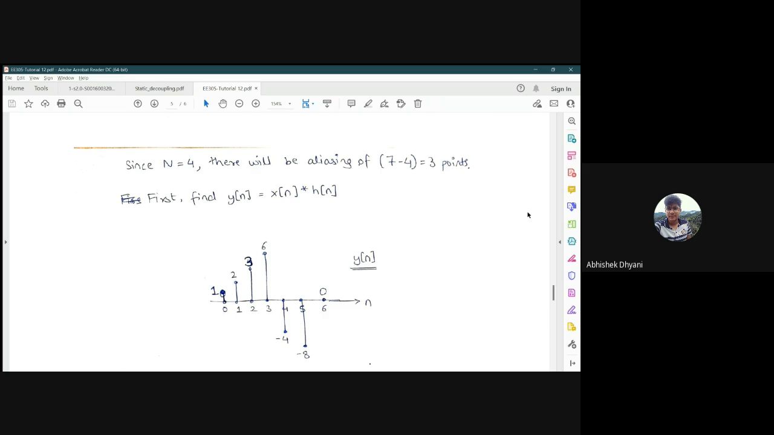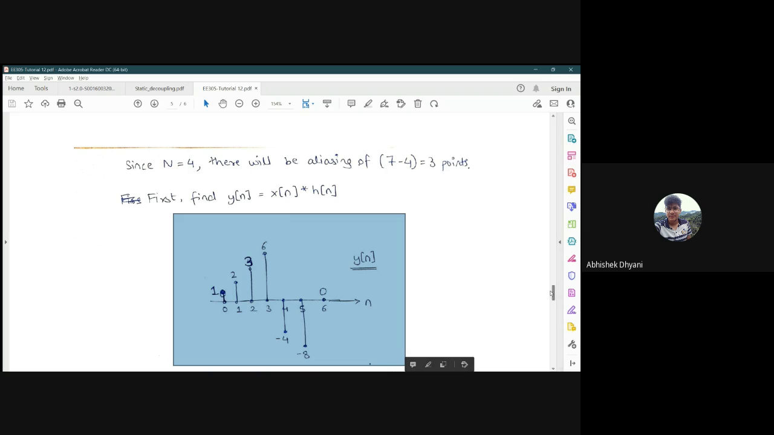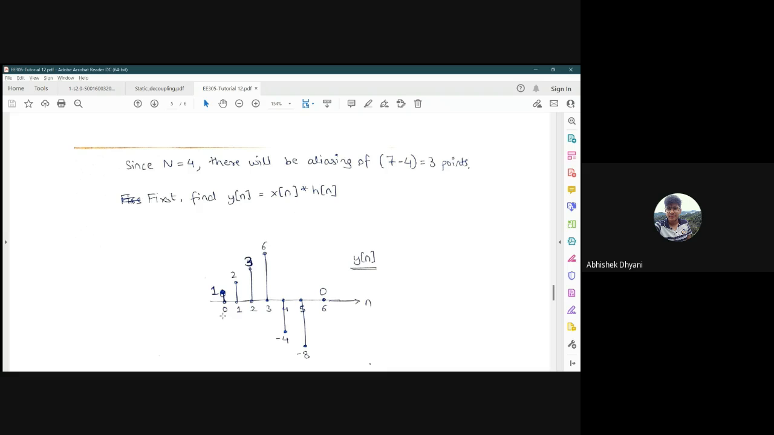If we would just take the convolution the way we have done it previously in the first or second tutorial, we would get yn as this sequence. Okay, so as you can see, there are 7 values that are non-zero, or the values where there is something, right? So it is from 0 to 6. So N minus 1 is 6 or N is 7, right? So this is what would happen if I take the simple convolution.